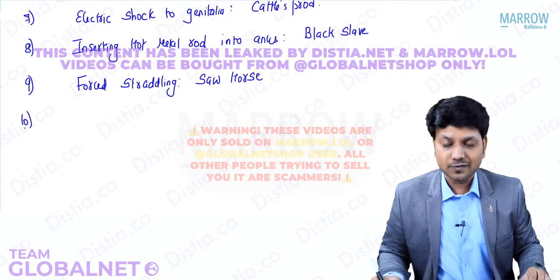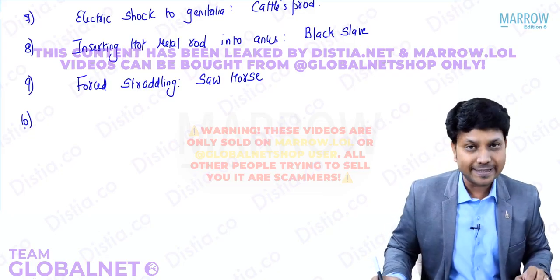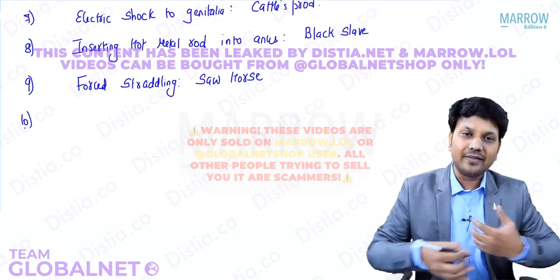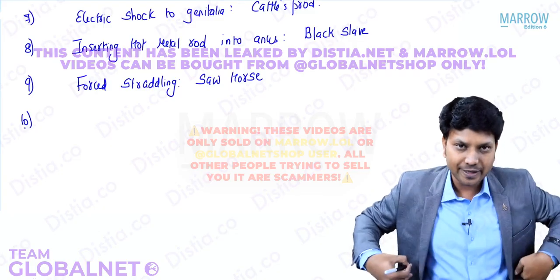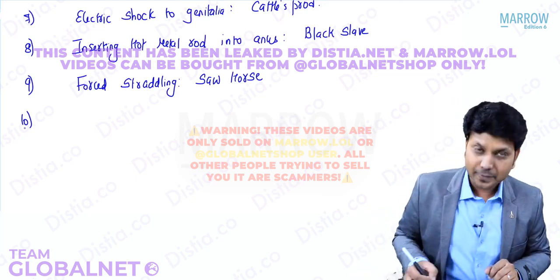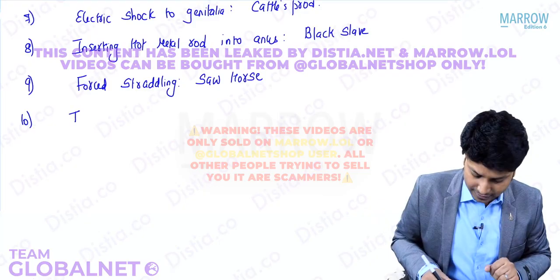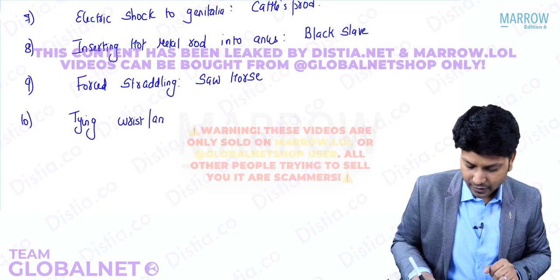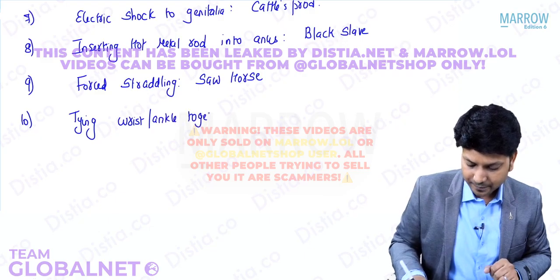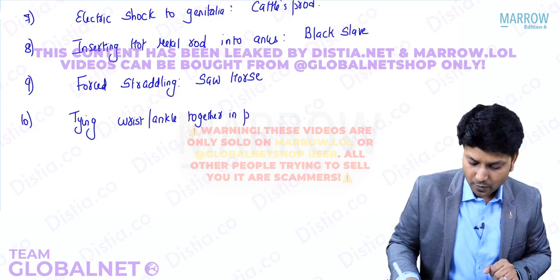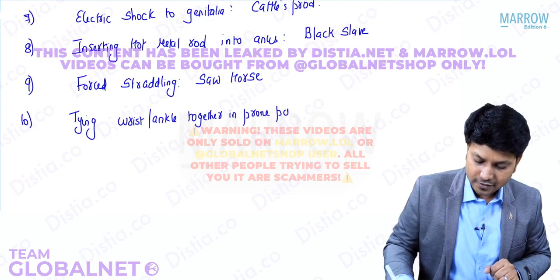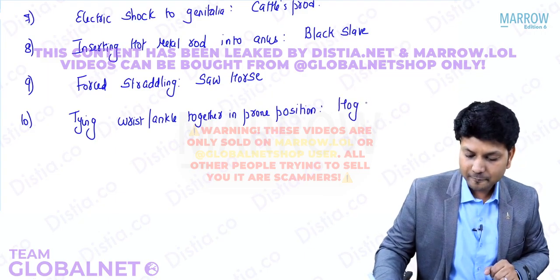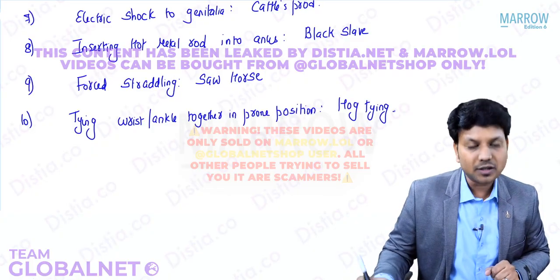There is one more important thing, which was asked recently in the INICT examination. The person will be in a prone position. The hands, the wrist and the ankle will be tied behind. The victim will be in the prone position, with the wrist and ankle tied together. In the prone position, we call this hawk tying, right?